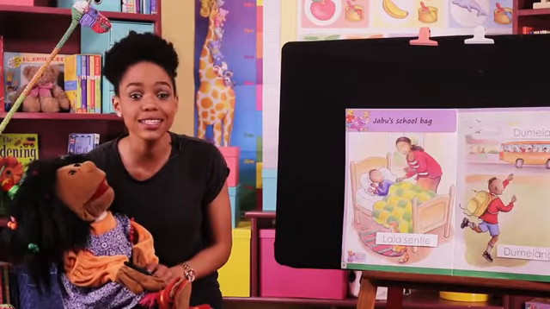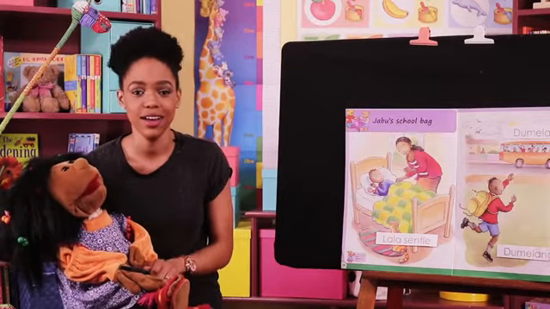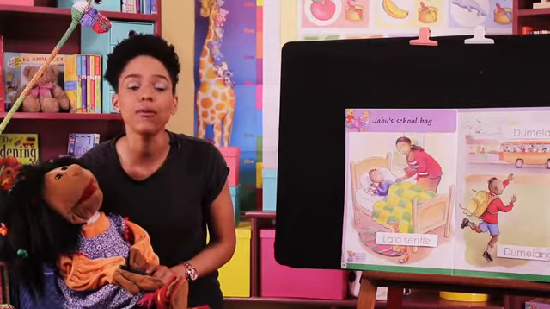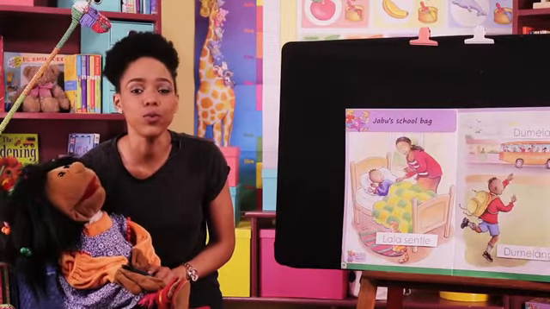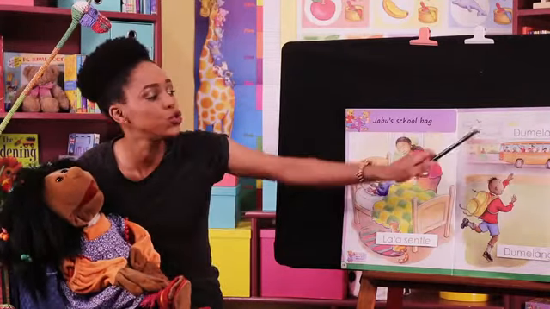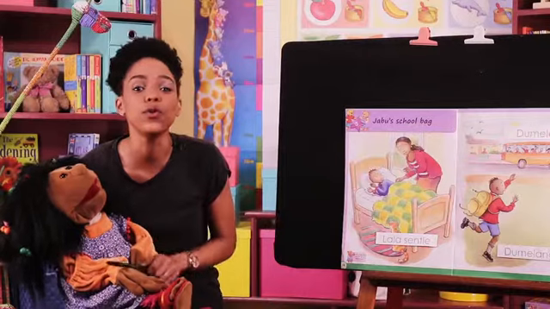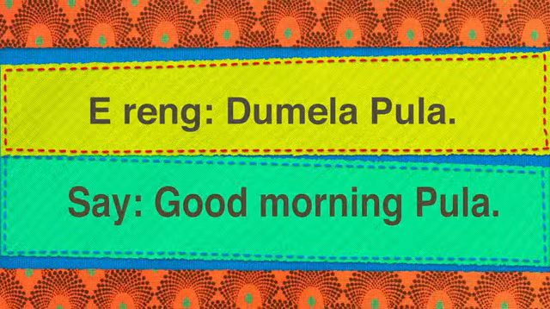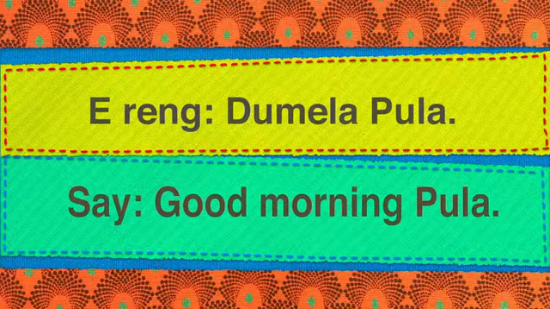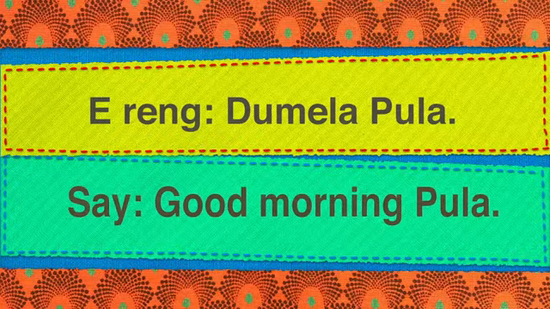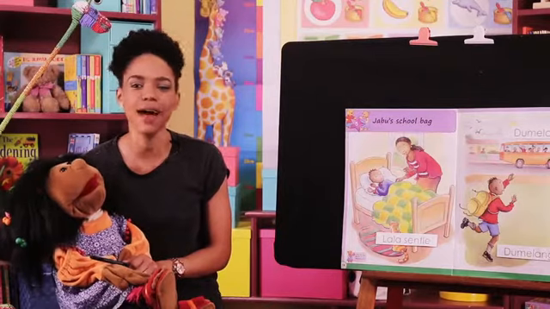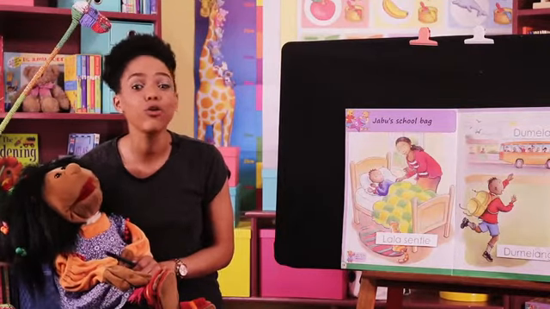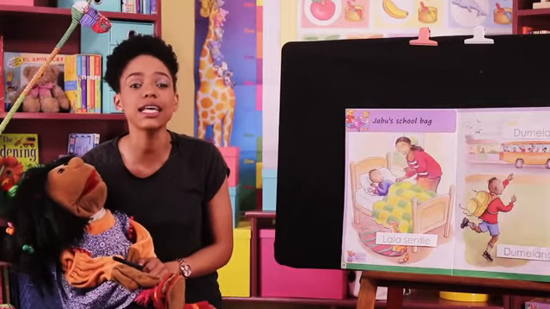Children, let's say hello to Pula. Say dumela, Pula. Bana, a re reng dumela go Pula. E reng dumela, Pula. Good, children. Le dirile sentle bana. Let's read. A re buiseng.